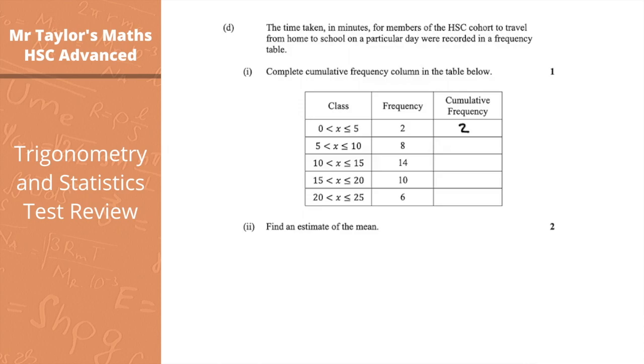That should be pretty easy. We're just adding up the frequencies as we go. So start with the first one's 2, 2 plus 8 is 10, 10 plus 14 is 24, 24 plus 10 is 34, and then plus 6 is 40.